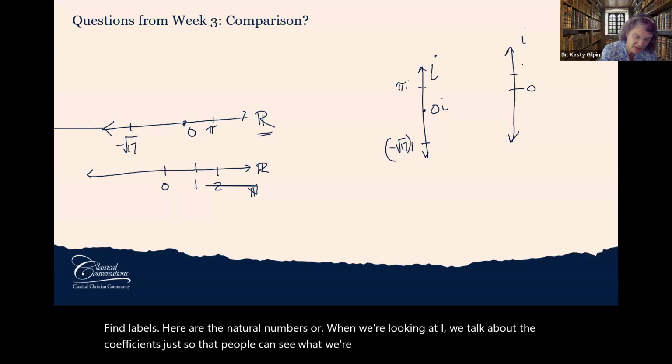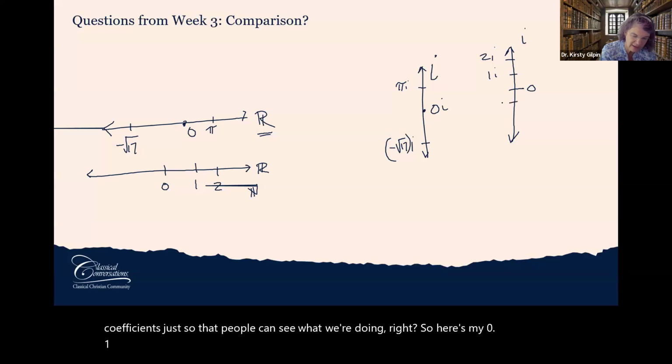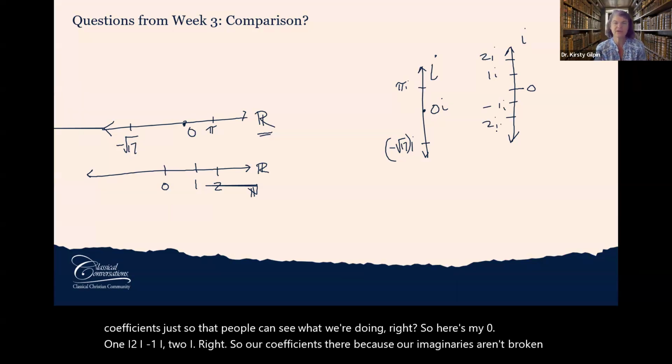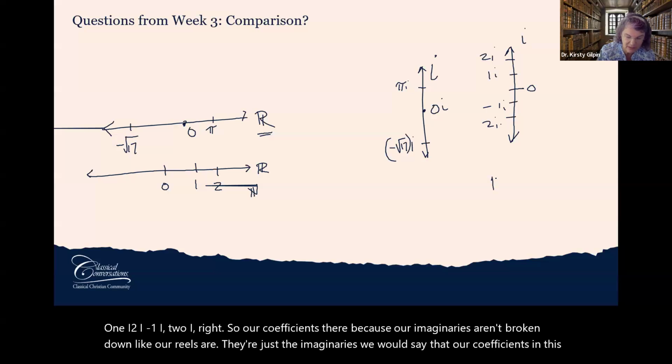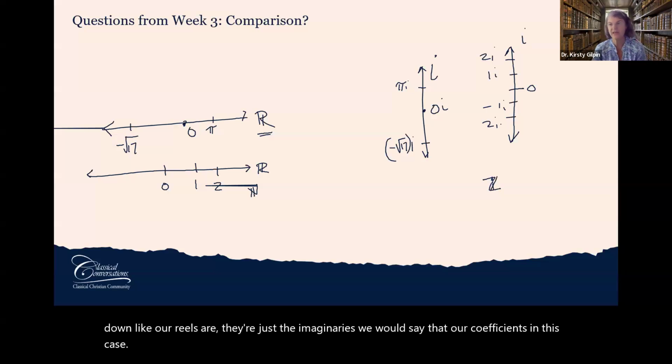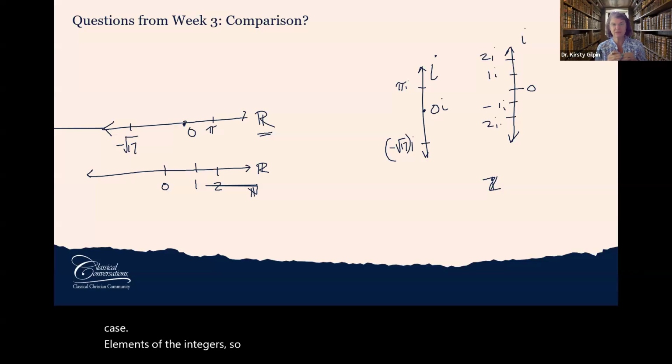Right? So here's my 0, 1i, 2i, -1i, 2i. Our coefficients there, because our imaginaries aren't broken down like our reals are, they're just the imaginaries. We would say that our coefficients in this case are elements of the integers. So that's the difference between the two.